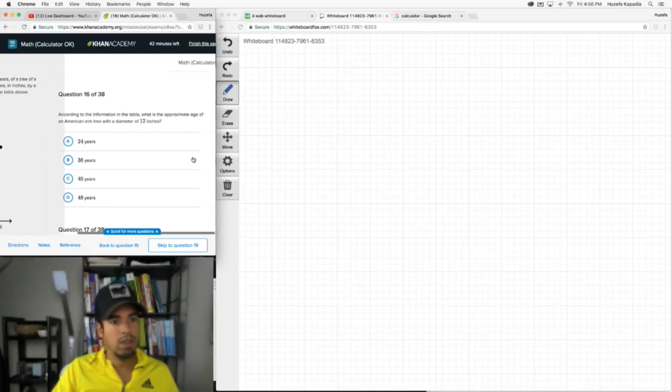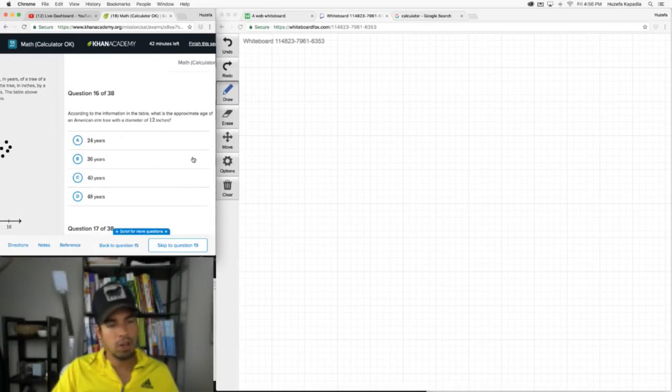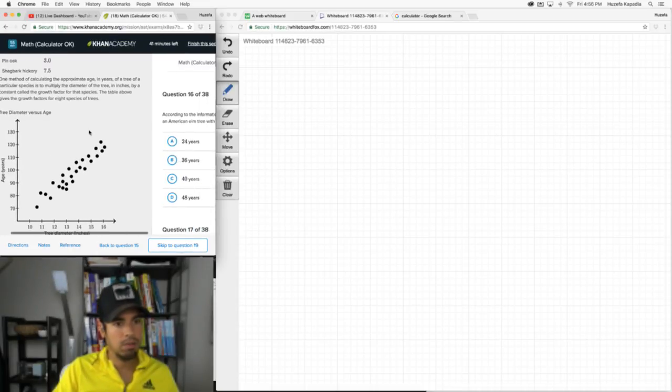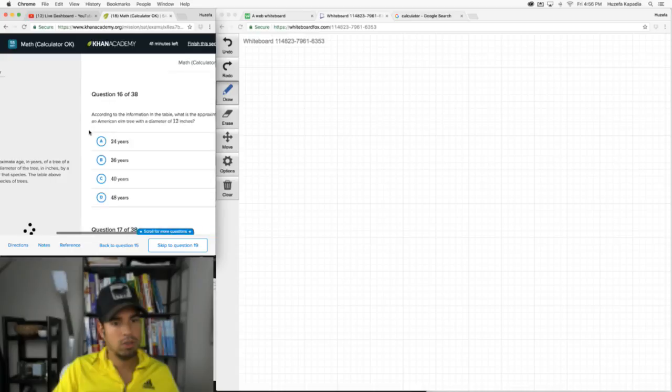According to the information in the table, what is the approximate age of an American elm tree with a diameter of 12 inches? American elm is 4, so it's 48. 4 times 12 is 48 years.